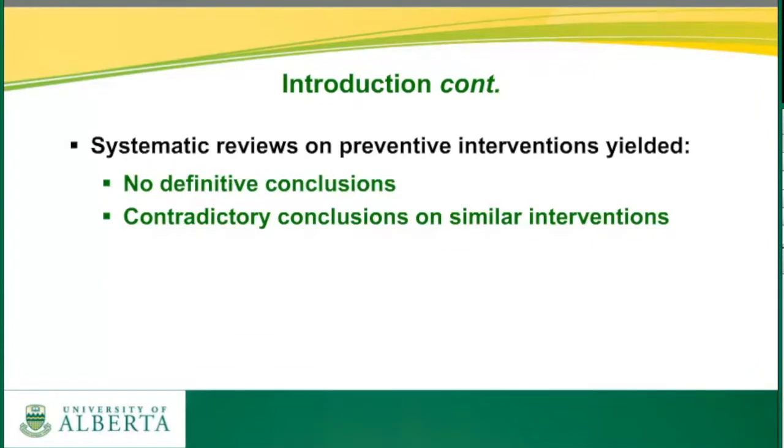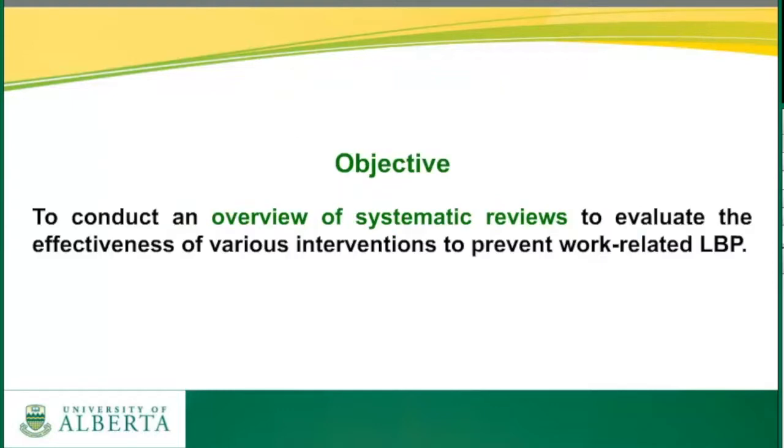Various systematic reviews have been conducted to look for the most effective interventions used at the workplace to prevent low back pain. However, the conclusions from these systematic reviews have not been very definitive. Also, regarding a similar intervention, there have been contradictory conclusions. Thus, our objective for this work was to conduct an overview of systematic reviews to evaluate the effectiveness of various interventions employed at the workplace to prevent work-related low back pain.